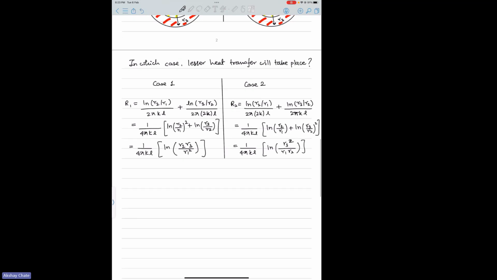So now the question is, which R is better? R1 is better. Which R is higher? Which thermal resistance is higher, R1 or R2?